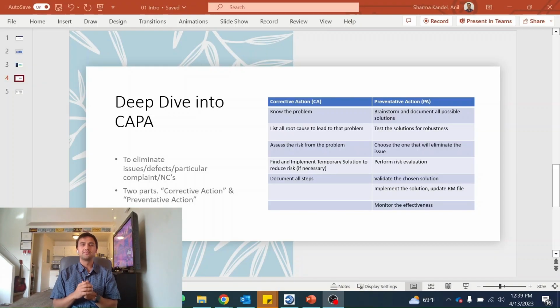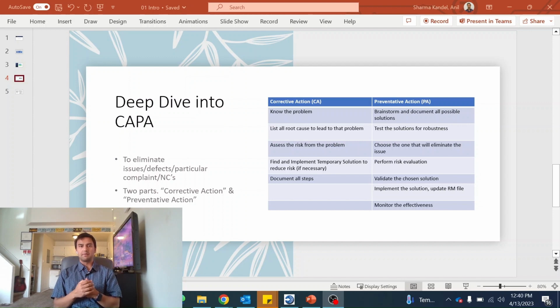Welcome back to the course. So today we're gonna dive deep into what CAPA actually means and what it means to open up a corrective action and preventative action for one of the failure modes or one of the issues that you're facing, right? So why do you even open up a CAPA? The basic thing is to eliminate issues, defects, any complaints or non-conformances that cannot be closed with a non-conformance procedure, right? So it is a way to implement corrective and preventative action, a long-term or short-term solution for any problems.